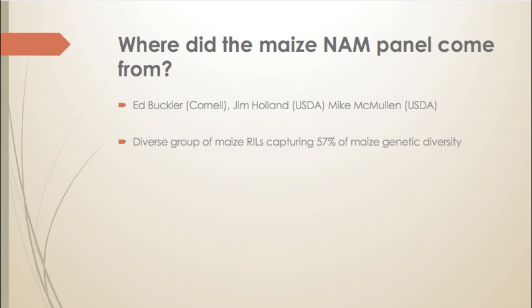It is important to understand where the NAM panel came from. It was a collaboration between Ed Buckler, Jim Holland, and Mike McMullen. That's between Cornell and the USDA. It spans a diverse group of maize recombinant inbred lines and captures an estimated 57% of total maize genetic diversity.